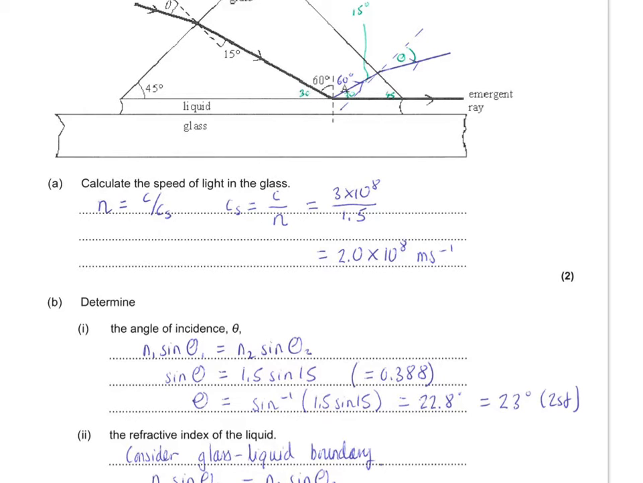Notice that I have given the final answer to 2 significant figures. That is because the number 15 was given in the diagram to 2 significant figures, so it would not make sense to claim any more.